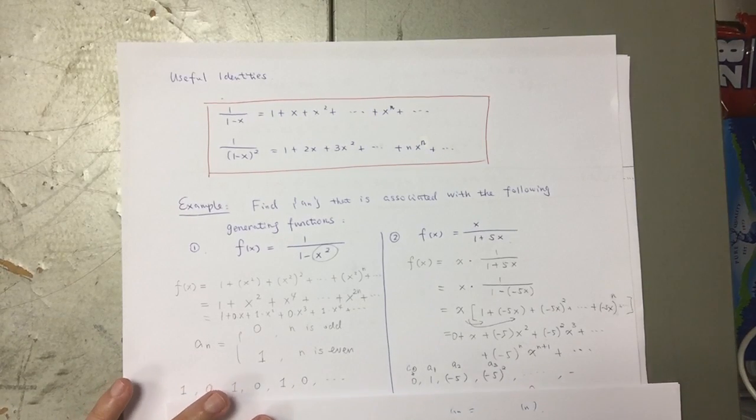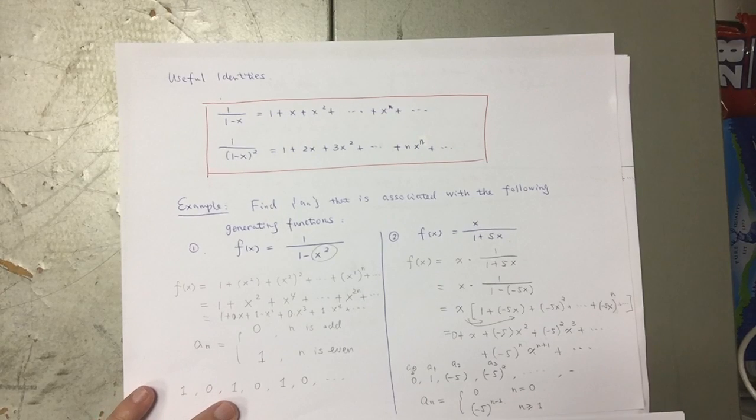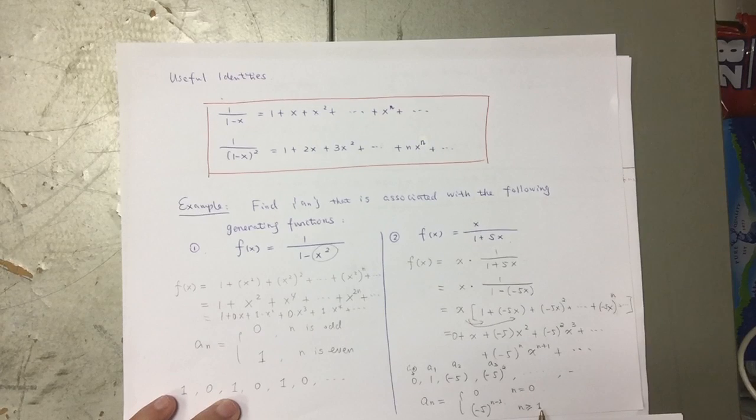Indeed, if you observe this sequence, you can write a_n as negative 5 to the power of n minus 1 for all indices n greater than or equal to 1, and a_n is equal to 0 when the index n equals 0.